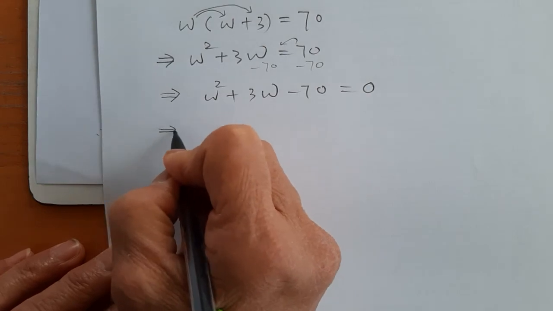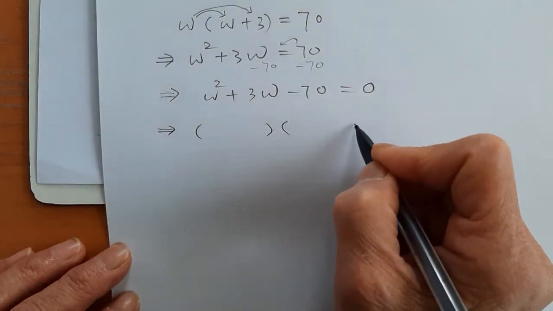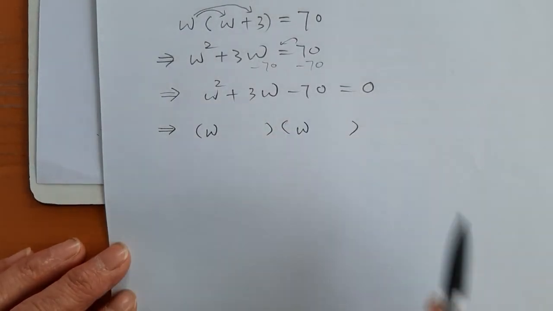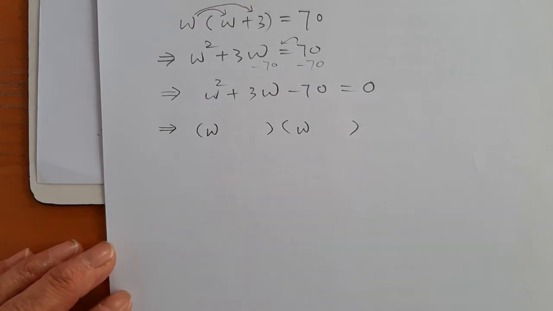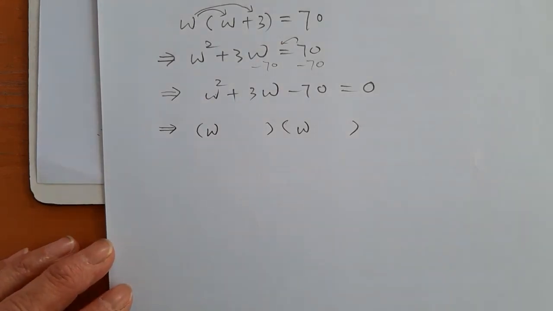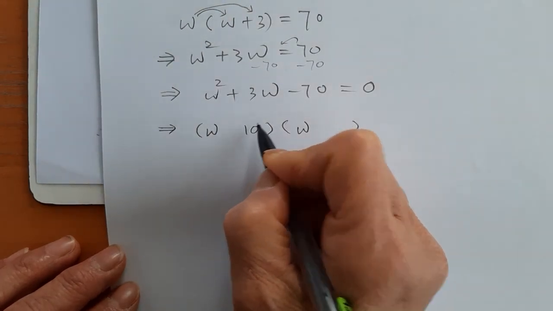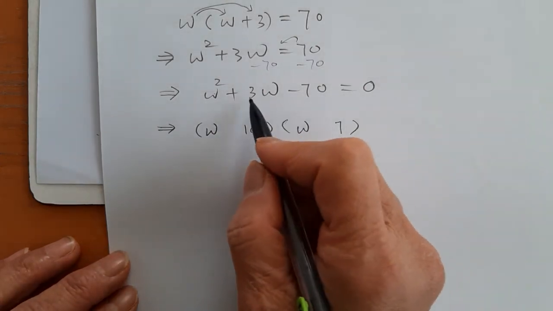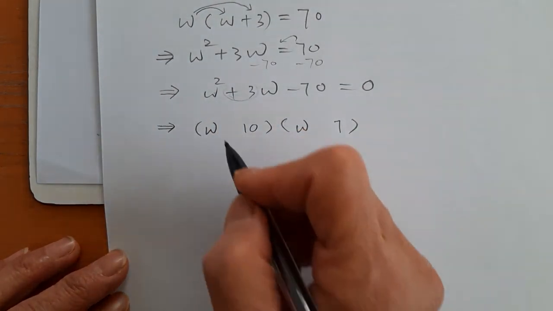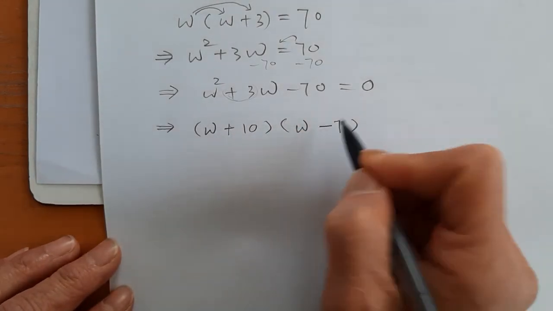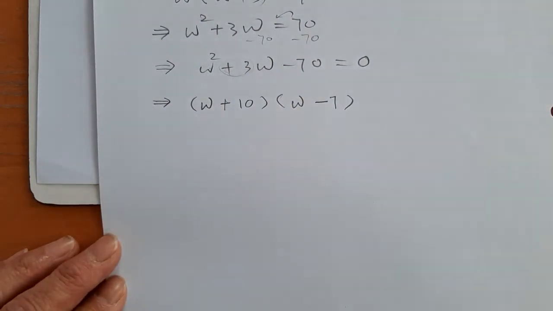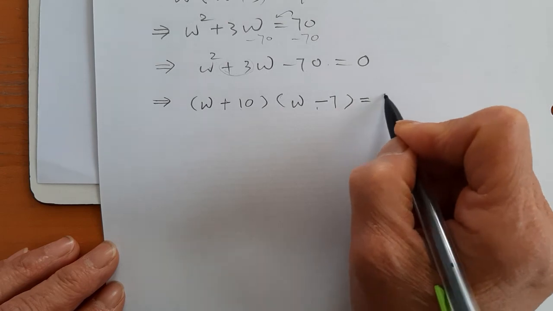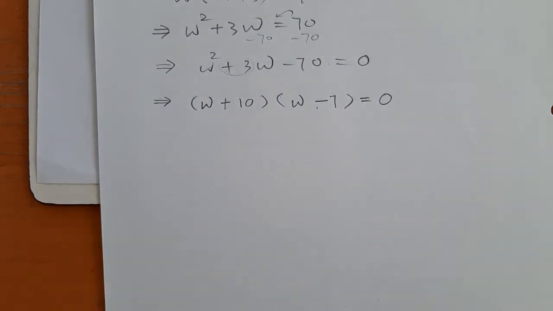Then factor it into two factors. Here W times W is W squared. Negative 70, we can factor as 2 times 35 or 10 times 7. So you can put 10 times 7. Since it's negative, one must be positive and one negative. Here the middle term is positive 3, so put positive 10 and negative 7, because they add together to positive 3, and multiplied together, 10 times negative 7 is negative 70. So that equals 0. That's factored.